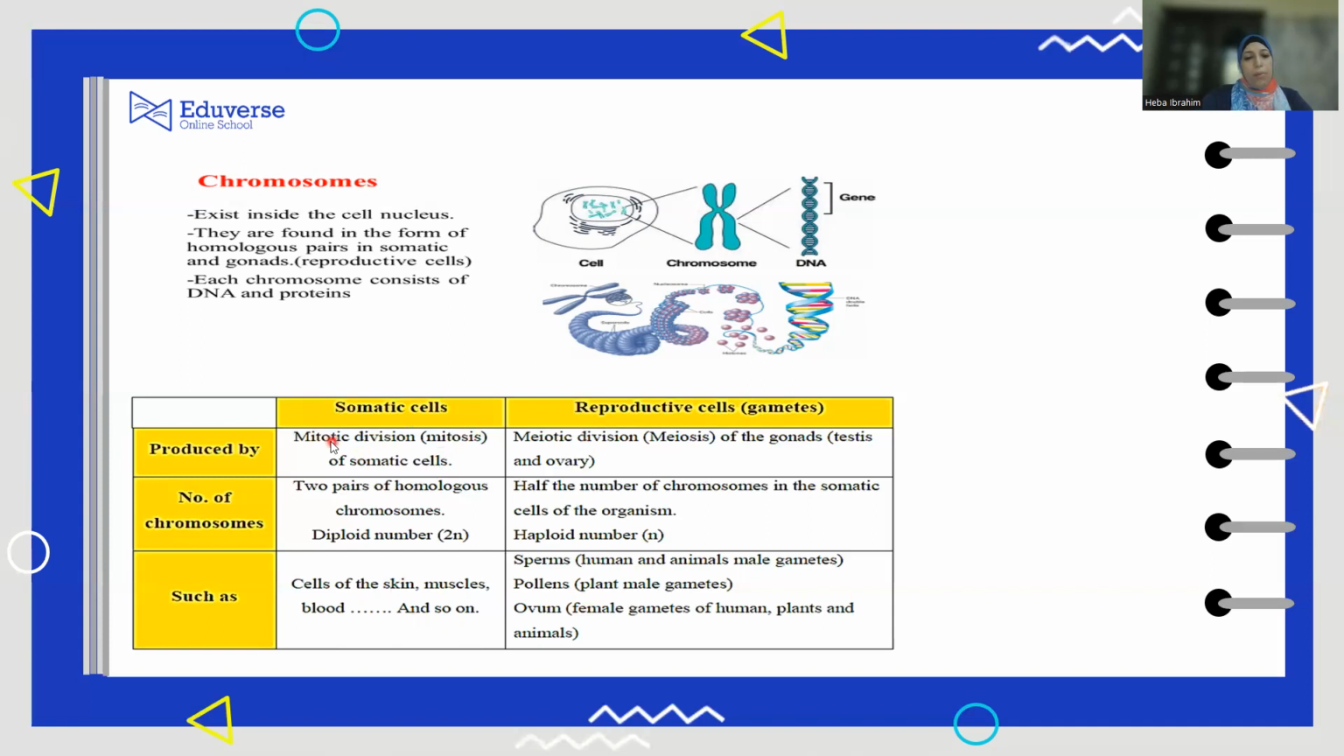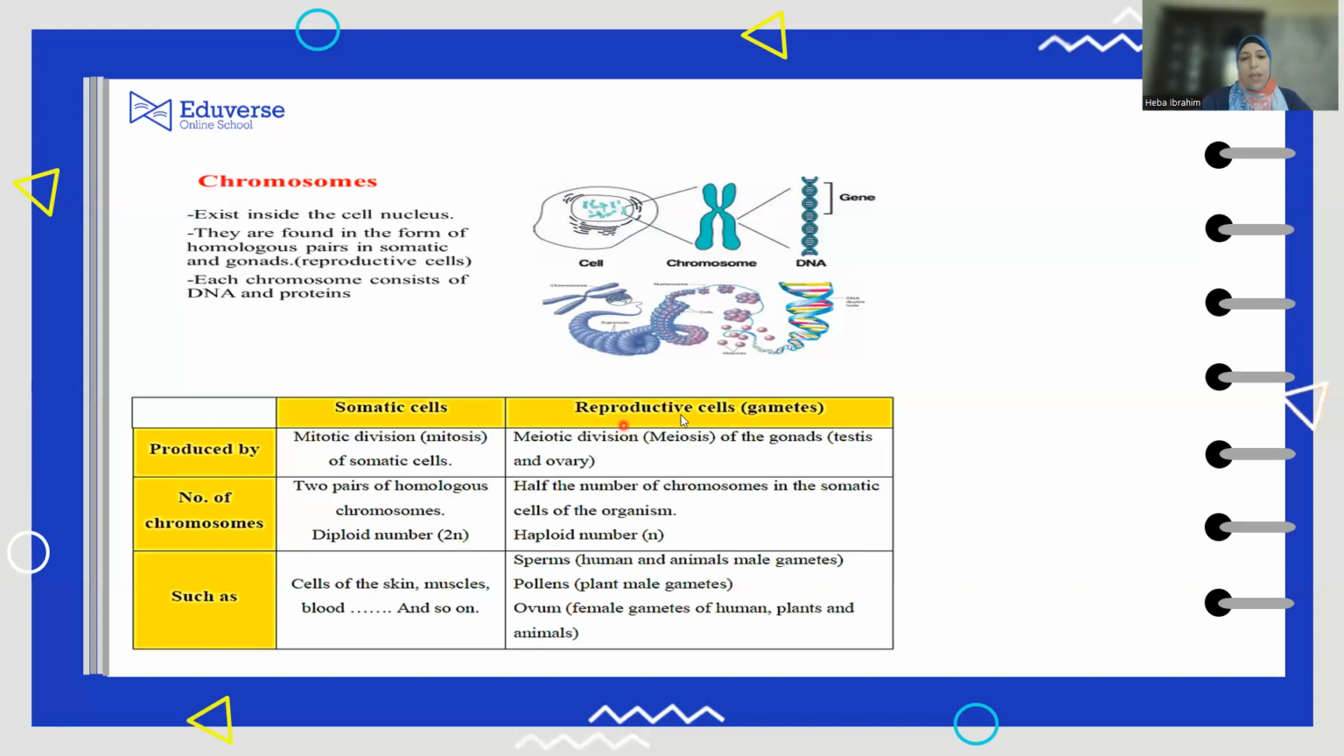These cells undergo a special type of cell division called mitotic cell division, or mitosis. This type of division produces a copy of the parent cell. These cells contain the total number of chromosomes, as each organism has a constant, fixed number of chromosomes. For example, in human cells we have 46 chromosomes, and in rabbit somatic cells we have 44 chromosomes. This number is called the diploid number of chromosomes, or the total number.